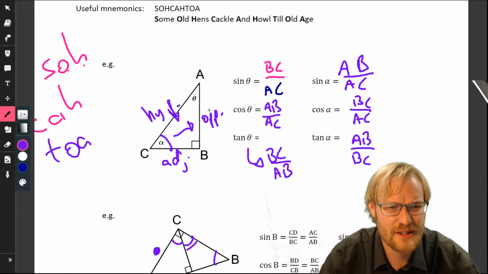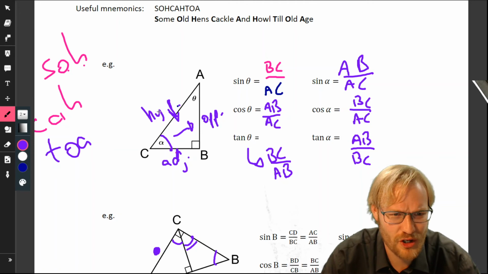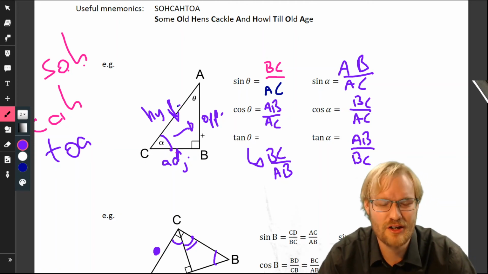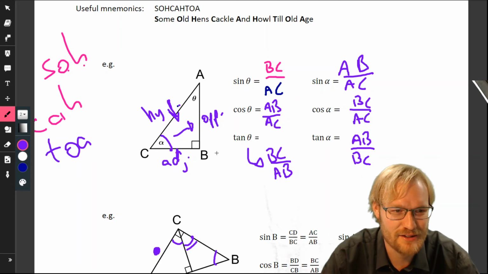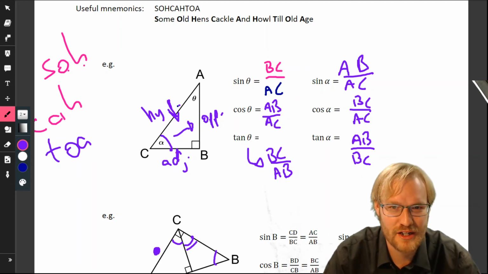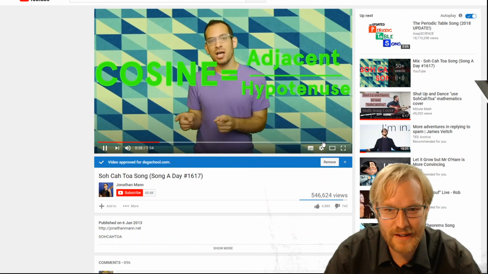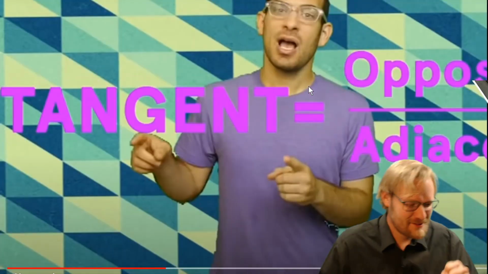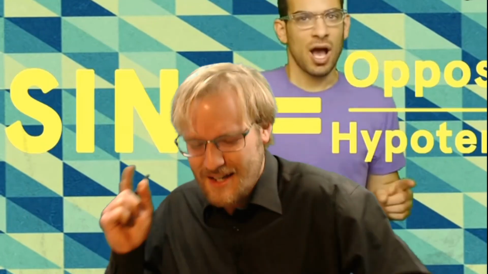But that's our basic notion. SOHCAHTOA: sine is opposite over hypotenuse, cos is adjacent over hypotenuse, and tan is opposite over adjacent. So that's it.